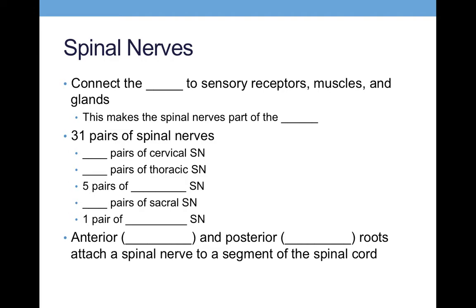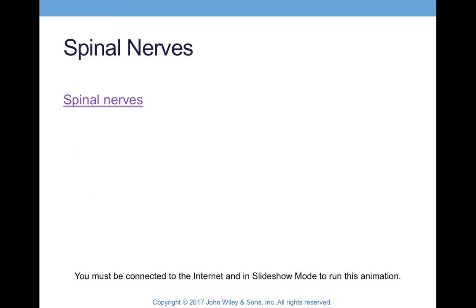Roots are the 2 points of attachment, so an anterior and a posterior root, that attach a spinal nerve to a segment of the spinal cord. Another word that we can use for anterior and posterior, given that our spinal cord is near our back, would be ventral and dorsal. So ventral would of course be your anterior side and dorsal would be your posterior. So you'll see oftentimes the dorsal root being used.